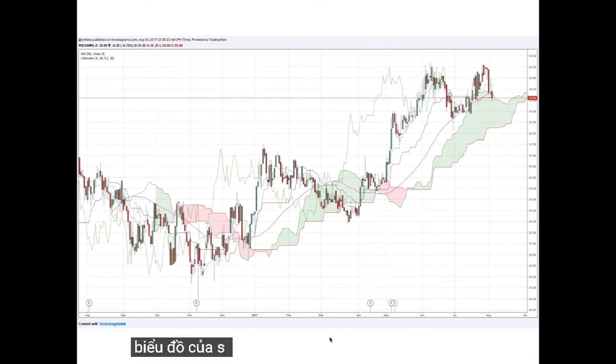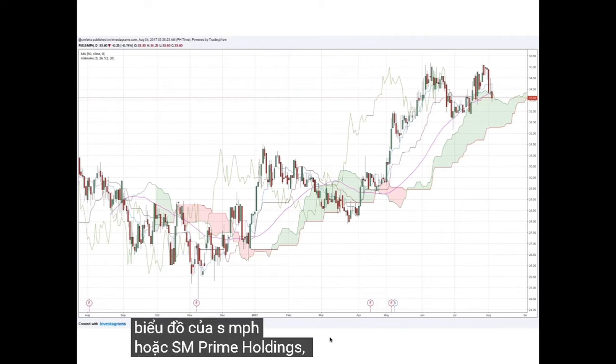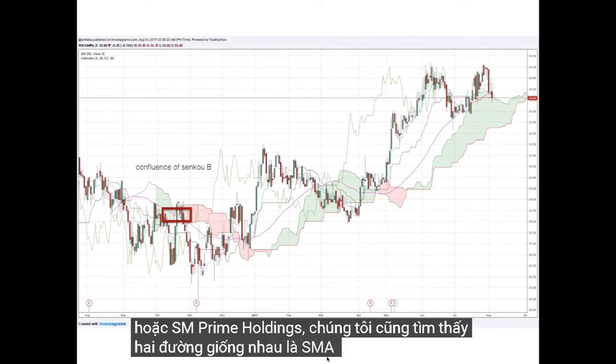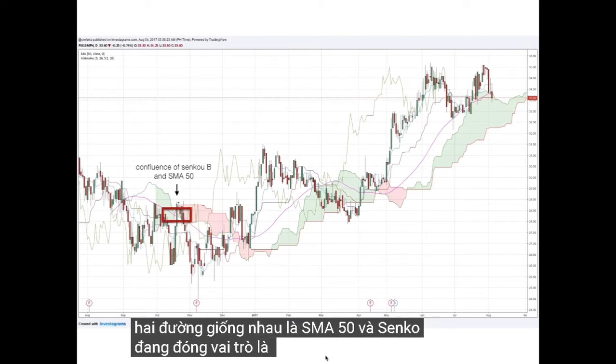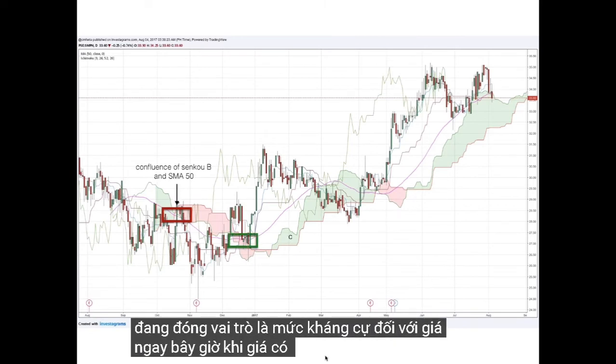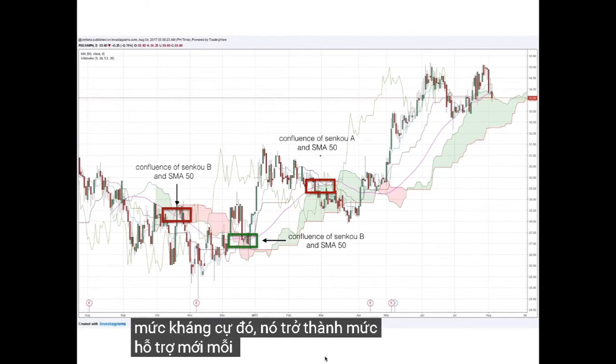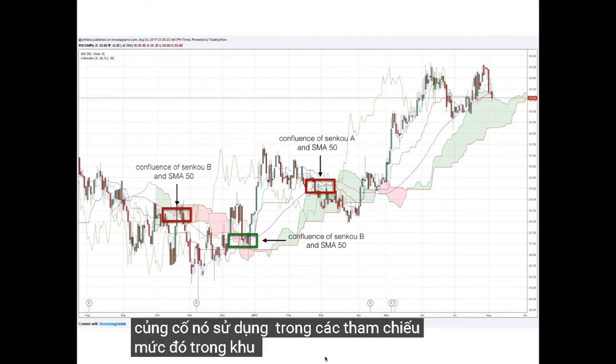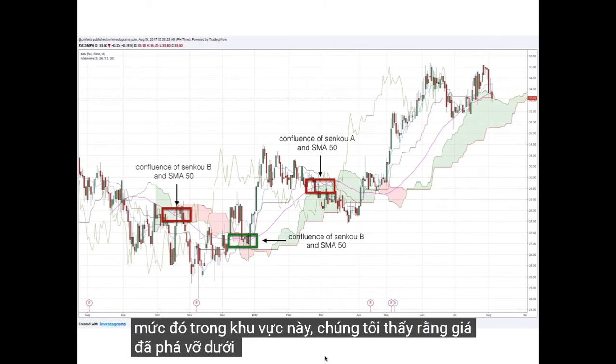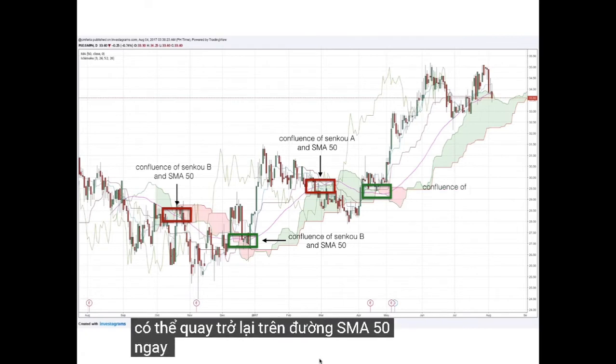Now take a look at this chart of SMPH, or SM Prime Holdings. We also find the same two lines, the SMA 50 and the Senkou B, serving as resistance to prices. Now once price was able to break above that resistance, it became the new support. Every time prices need to consolidate, it uses and references that level. In this area, we find that price broke below that confluence. However, it was able to return back above SMA 50 immediately.